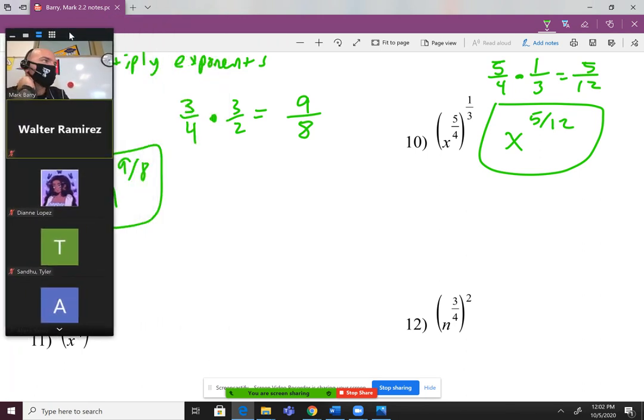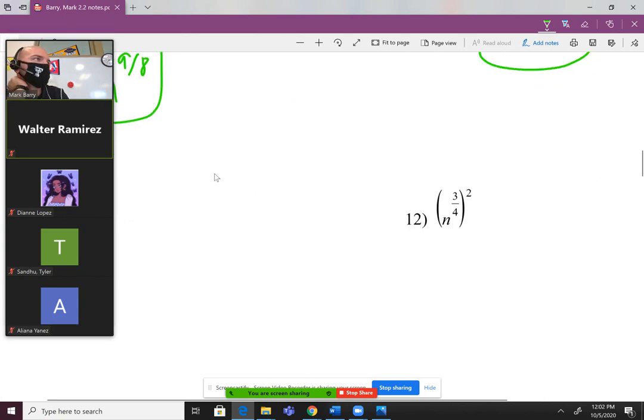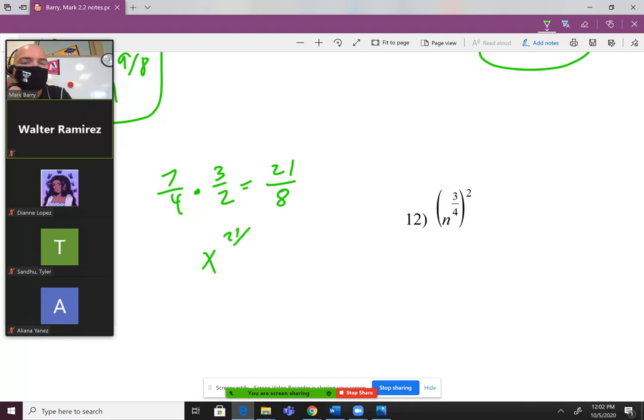Let's do number 11 really quick. It's no fun because it doesn't cross cancel. I want some cross canceling here. Number 12 will. All right, no cross canceling available. So top times top of top, bottom times bottom on bottom. And we get x to the power of 21 over 8.